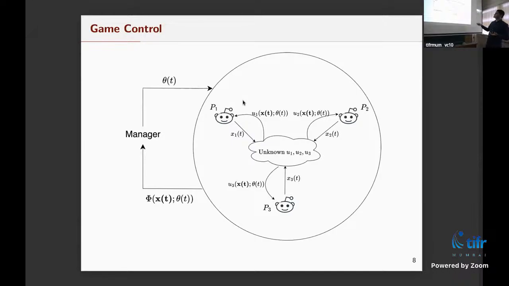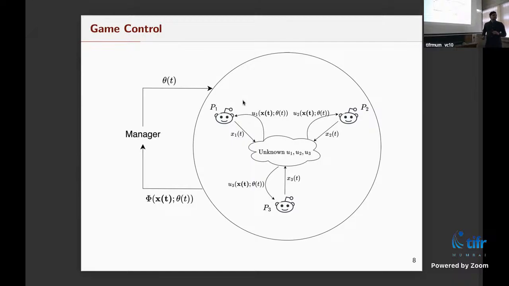So this is how the whole system will look. The manager decides some game control parameter theta. The players observe their utilities depending on the respective theta, and the manager only observes the global objective as feedback. The manager does not know the players' actions. The manager knows nothing about the system. The only feedback is the global objective. He doesn't know the players' utilities also. No, the manager knows nothing.